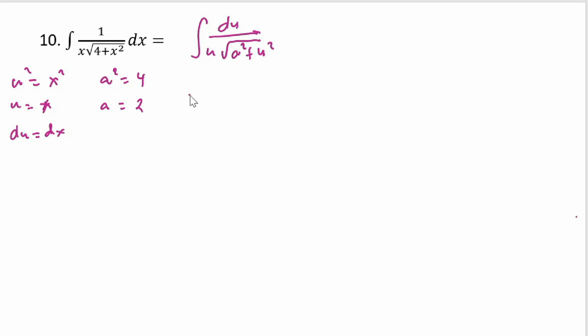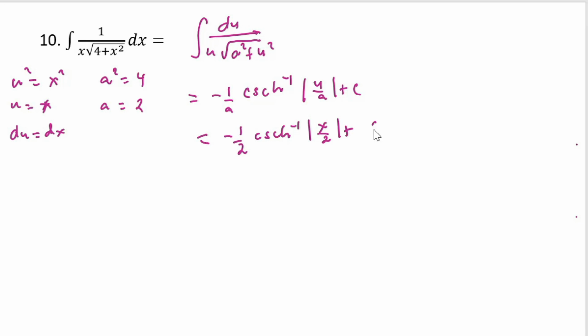That is now very basic in our formula, equal to the negative 1 over a of the inverse hyperbolic cosecant of u over a, plus a constant. Just replacing the value of u and a, we have the negative 1/2 inverse hyperbolic cosecant of u, here x, over 2, plus a constant.